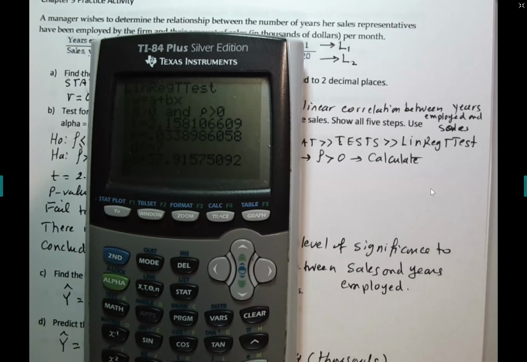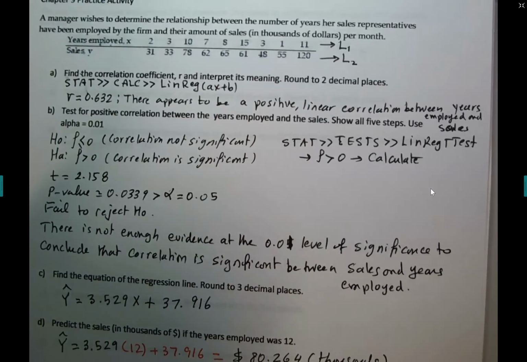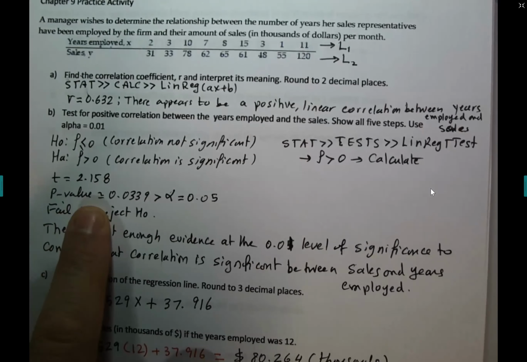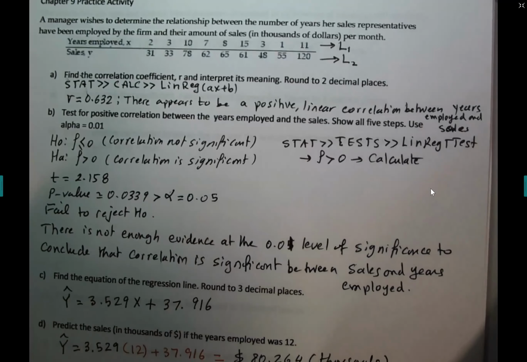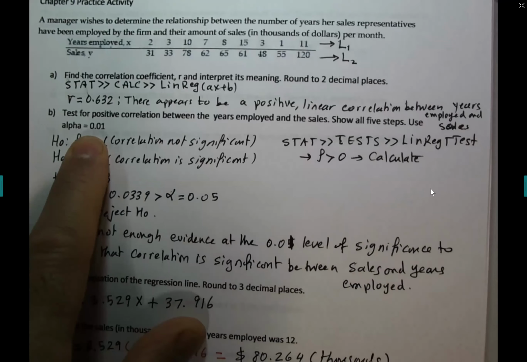Okay, you get the test statistic. As you can see, it is 2.158. And you get the p-value, which is 0.0339. There you go. Oh, I made a mistake here. I want to make alpha 0.01. Right here, you see alpha is 0.01.